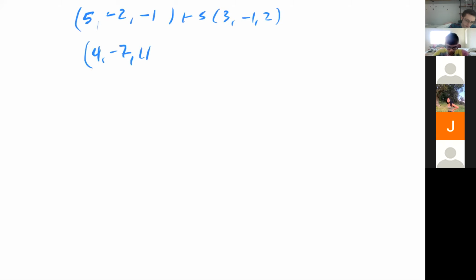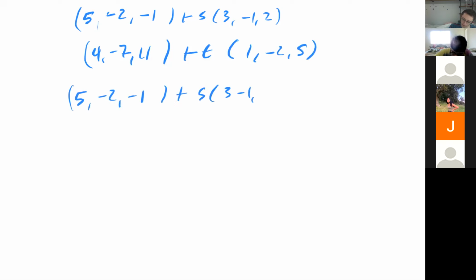What we do is we have these two lines and we want to figure out where they intersect, right? So (5, -2, -1) plus s times (3, -1, 2), and (4, -7, 11) plus t times (1, -2, 5). All we have to do here is set them equal. We get (5, -2, -1) plus s times (3, -1, 2) is equal to (4, -7, 11) plus t times (1, -2, 5).